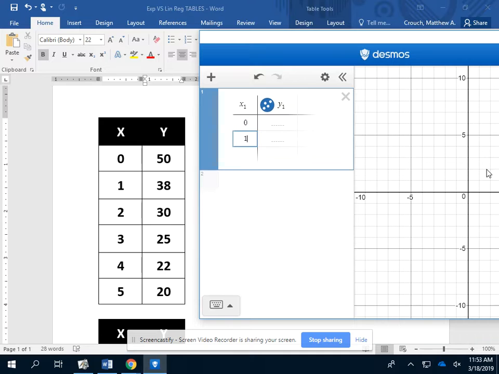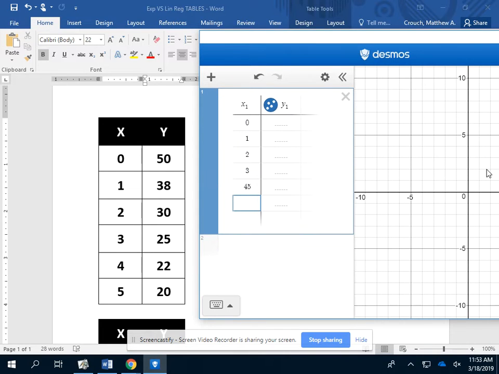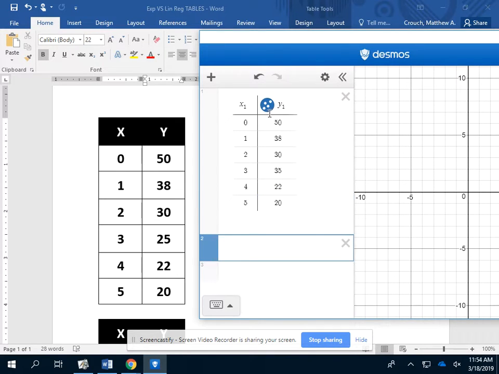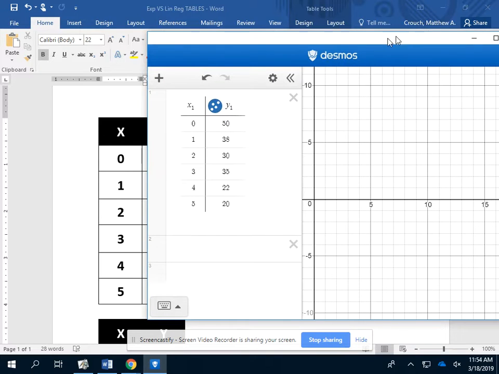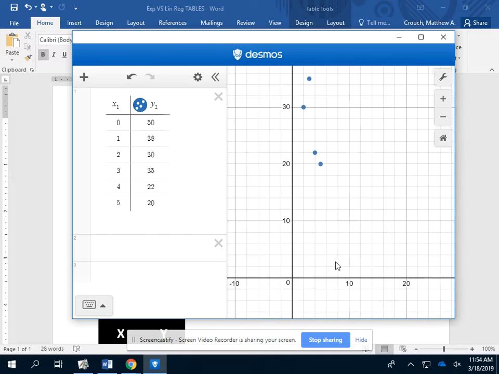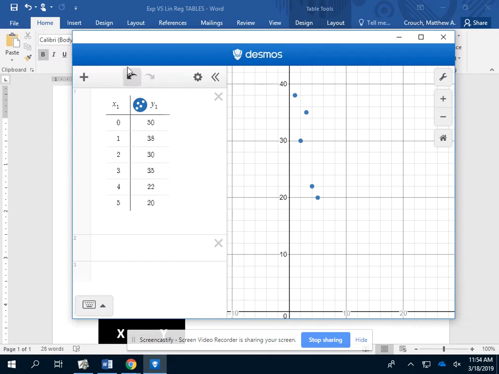So I have 0, 1, 2, 3, 4, 5. And then here on the left, we have 50, 38, 30, 25, 22, and 20. So the question really is when we look at this data, which I'll go ahead and zoom out here a little bit so you can see it. When we look at that data, we can see what's really going on.